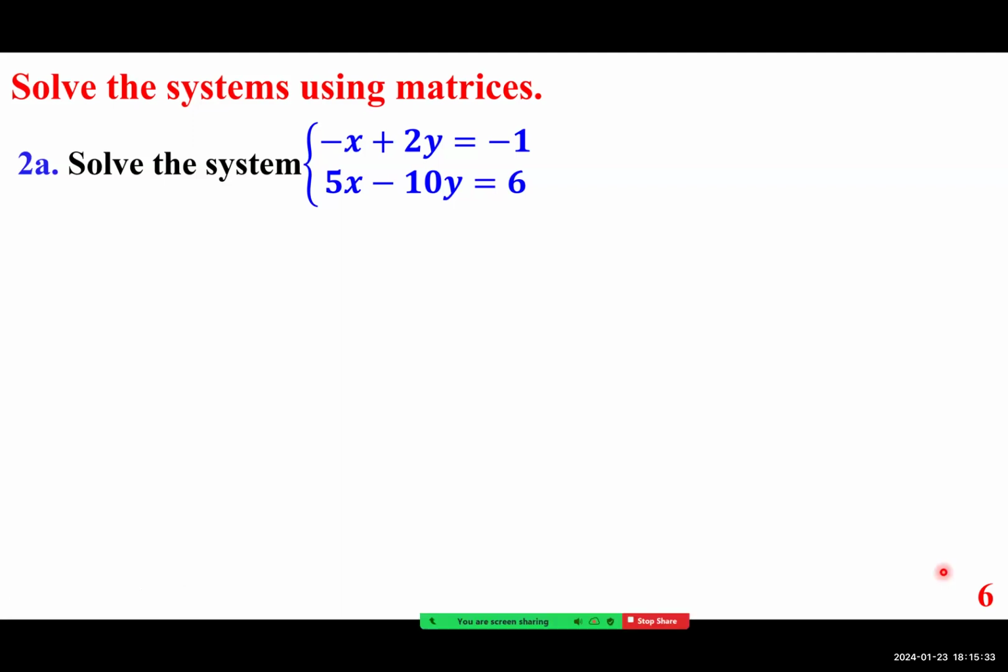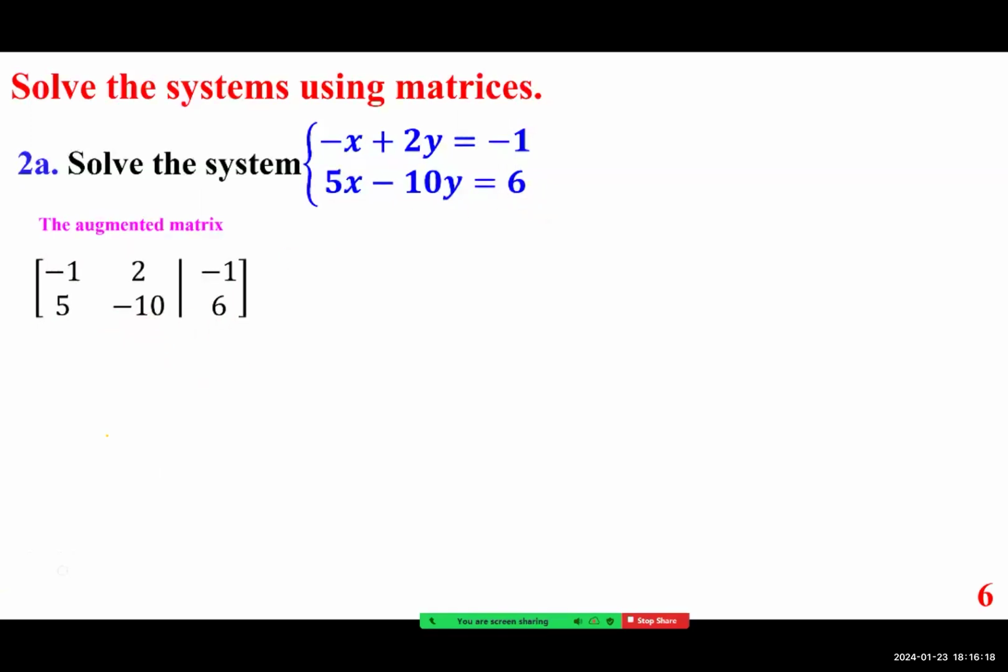Okay, so as far as the augmented matrix is concerned, everybody, you just write the coefficients. So minus 1, 2, minus 1, 5, minus 10, 6. And we just write them again, negative 1, 2, negative 1, 5, negative 10, 6. And the reason we have a line segment here is to separate this, which is the coefficient matrix. Okay, this is the coefficient matrix. When we put them next to each other, this becomes an augmented matrix.